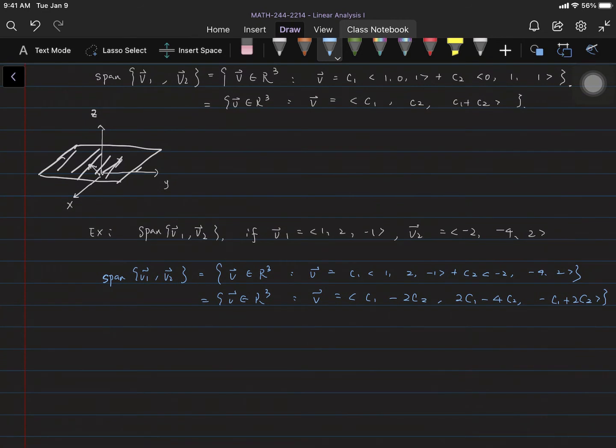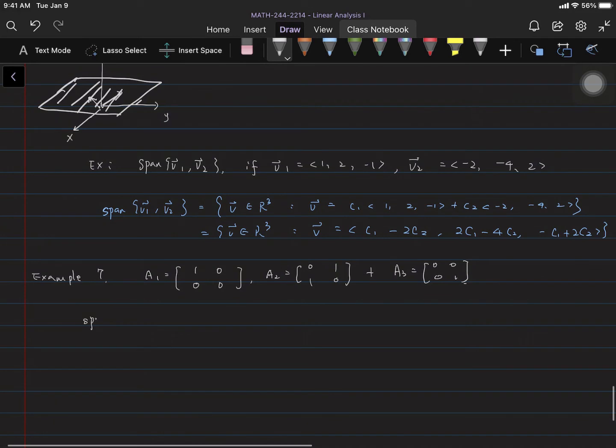Okay, now let's take a look at example 7. Example 7 is a vector space of matrices. We have three matrices here: A1 is 1, 0, 0, 0. A2 is 0, 1, 1, 0. You can take a look. And A3 equals 0, 0, 0, 1. We want to find the spanning set spanned by A1, A2, A3.